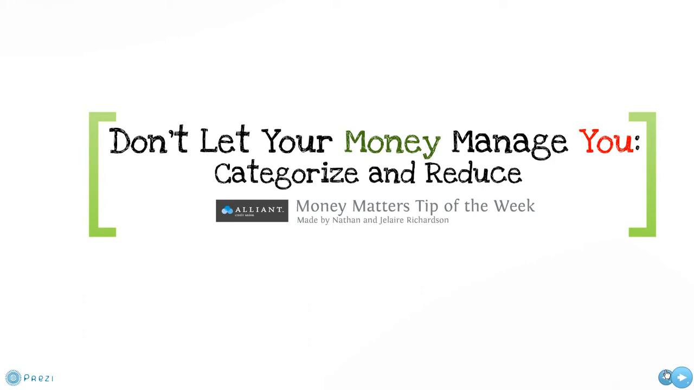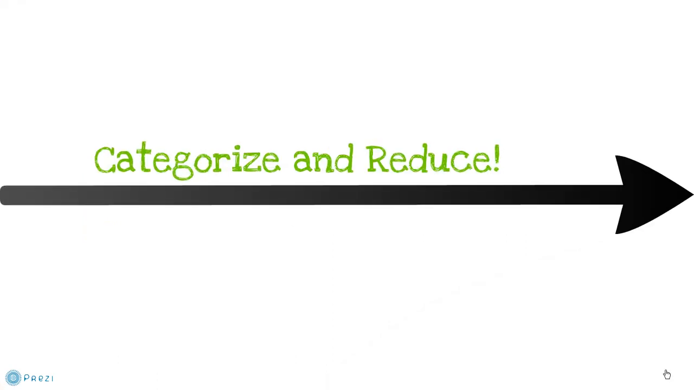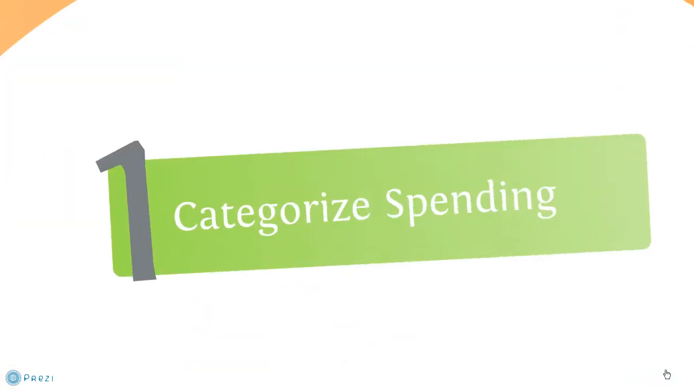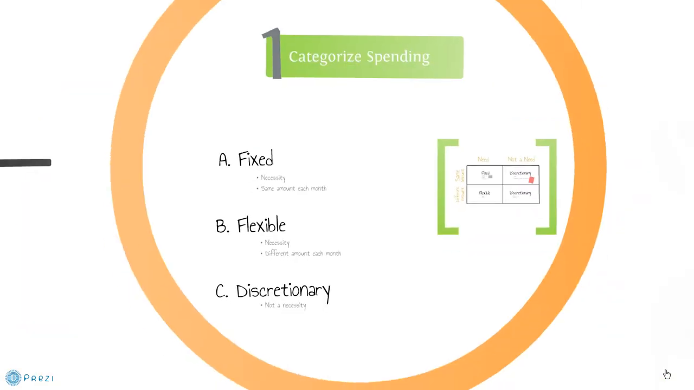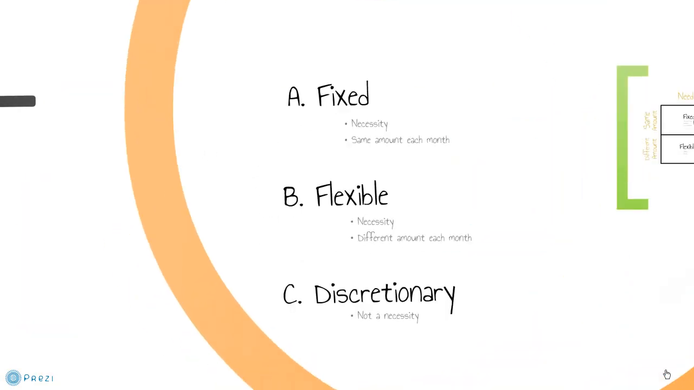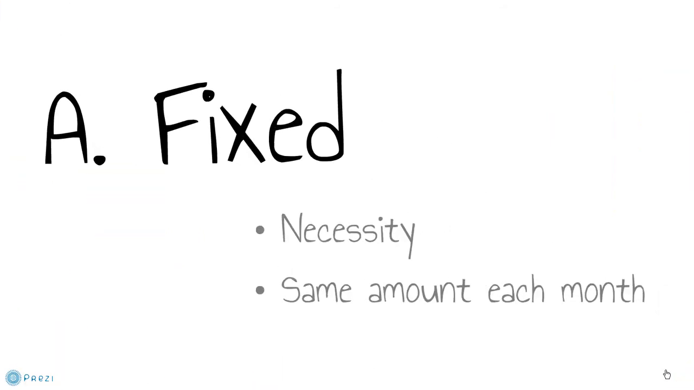I'm going to talk about 2 steps that can help you manage your money: categorizing and reducing. The first step is to categorize your spending. Take every expense you make and assign it to one of 3 categories: fixed, flexible, or discretionary. By fixed expense, I mean any recurring expense you must make, where it's the same amount every month.